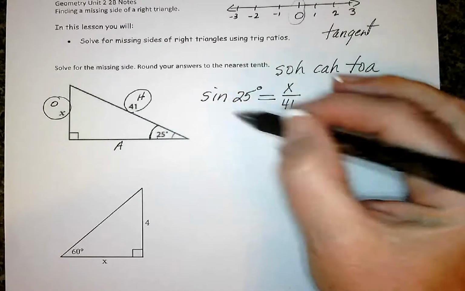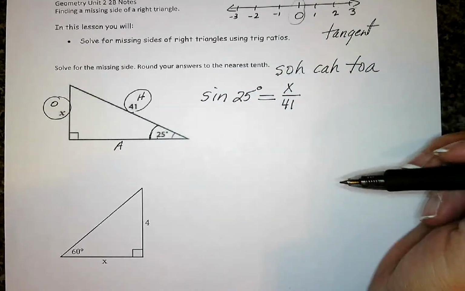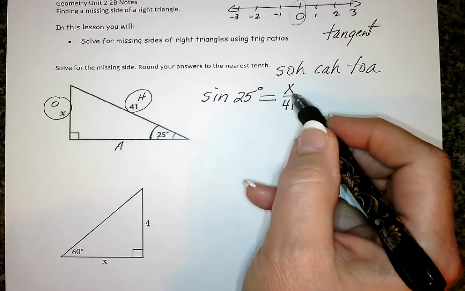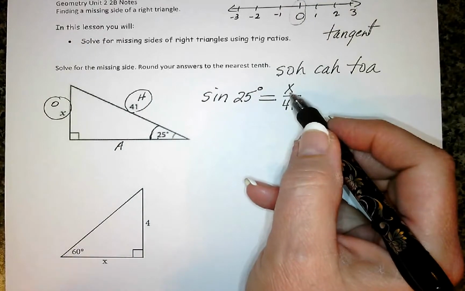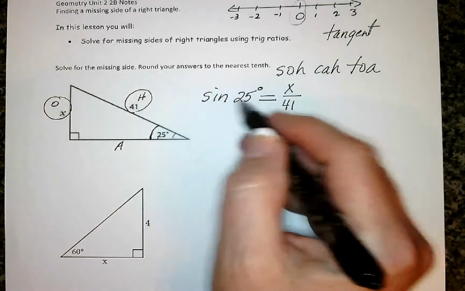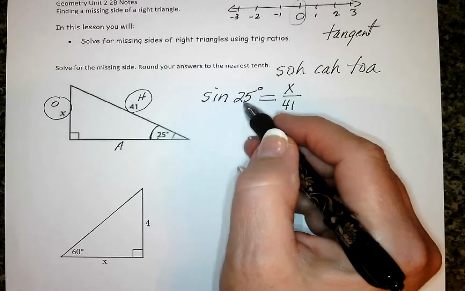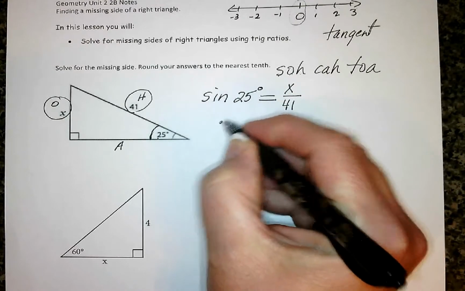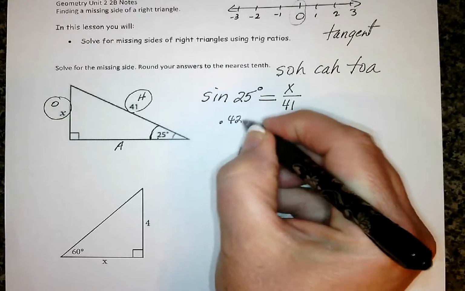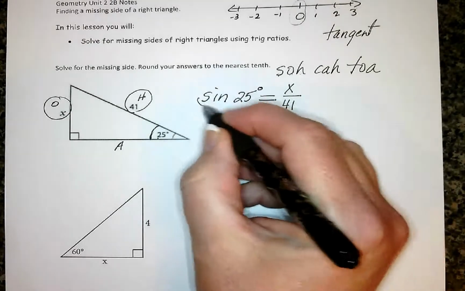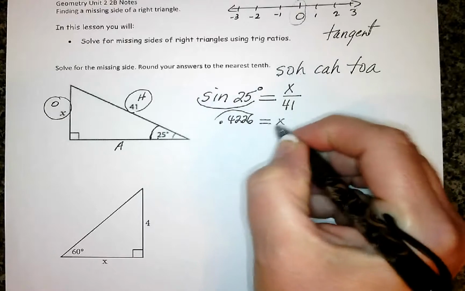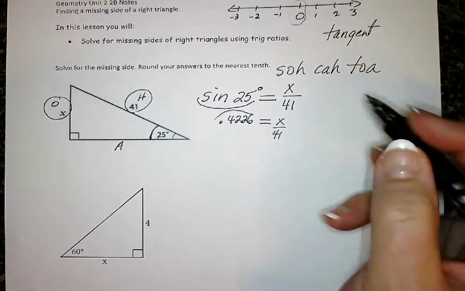Once you've done this, then life will be easy. Okay, but let me show you. So this is just an equation that we need to solve for x. We need to find the replacement for sine of 25, either using our calculator or the trig chart. When you look that up, you get 0.4226. So I'm just replacing this with its decimal partner, equals x over 41.